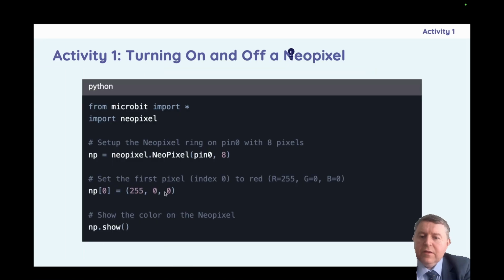So if I look at this, what do you think this code is doing? If you read it, it says np[0], and then we've got some numbers here. So I'll give you a few seconds to think. Okay, so in this case, we're accessing the first pixel, because in programming we start counting from 0, and then this is the number. These are the colors, and you can see here red, green, and blue. So we can change what colors we want. In this case, the color will be 255, which is red, and then we do np.show, which means it'll show it on the NeoPixel.